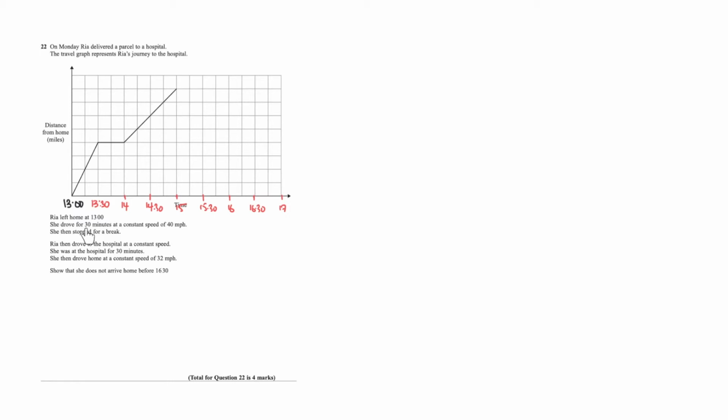And they've given us some information here. Let's highlight that. They said that she drove for 30 minutes at a speed of 40 miles an hour. So that means they've given me time and they've also given me speed. Now all I need is the distance. So speed is distance over time. The speed is 40, the distance I don't know, and the time is 30 minutes. Now 30 minutes is half an hour.